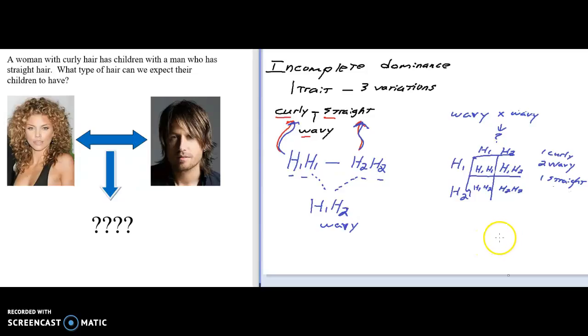So just look at the wording of the problem. If you have 2 wavy-haired individuals, it indicates 2 wavy-haired individuals are having children and they produce curly, wavy, straight. They give you 3 variations. Look at that. That hopefully is the trigger that, hey, this is an incomplete dominance scenario. Okay, so we will see examples of this.